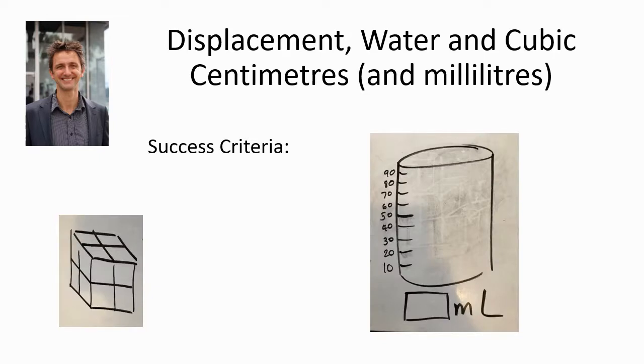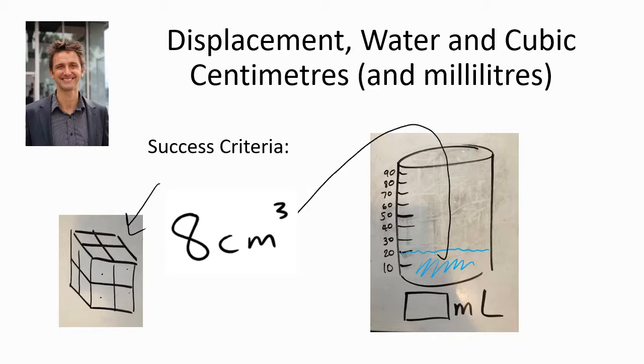Our success criteria probably looks a bit like this. Let's say we've got a beaker that has 20 millilitres of water in it, and I've got an object made out of cubic centimetres over here. You can probably work out that it is 8 centimetres cubed, because 1, 2, 3, 4, and on the back there's 4 as well. So if I put 8 centimetres cubed into this beaker, the water is going to go all the way up to 28 millilitres, because it's 20 millilitres plus 8 centimetres cubed, which means the water level is going to be 28 millilitres. Okay, so let's have a go at that.